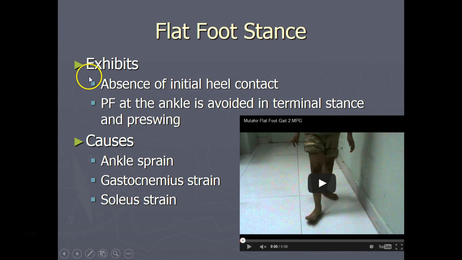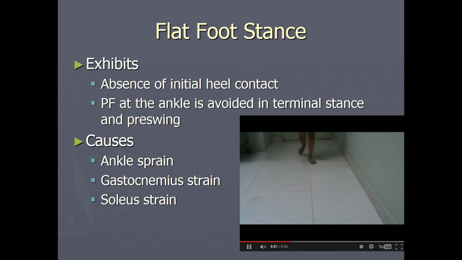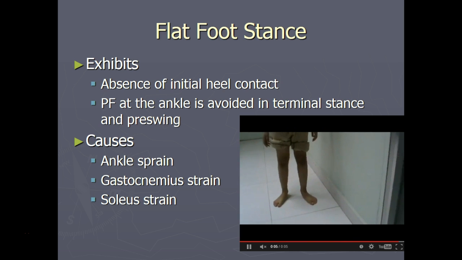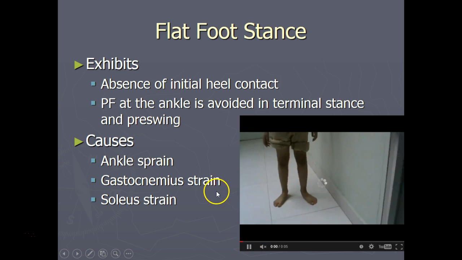A foot flat stance. Oh, maybe this one will play. Let's see if it'll play for us. In a foot flat stance, what we tend to see is the patient has no initial contact. Normally you would see the heel make contact with the ground, and then you would see the transition of the body moving forward to a foot flat stance. But if you look at this patient, that truly is not the case. In this particular patient, he literally just starts by loading the midfoot.